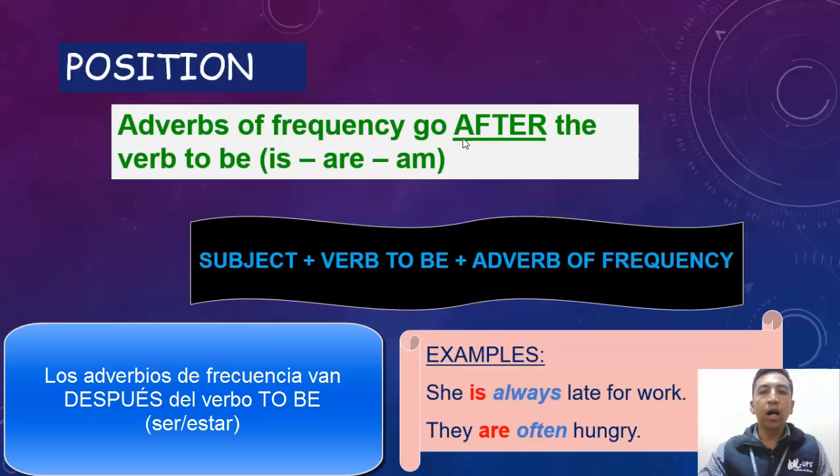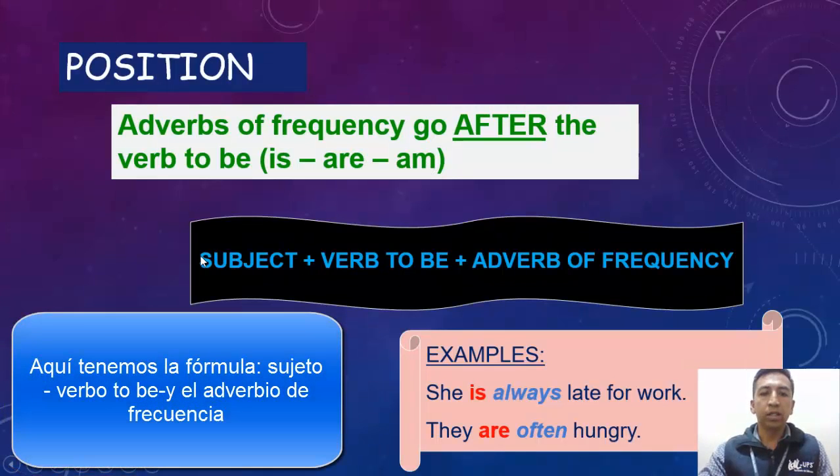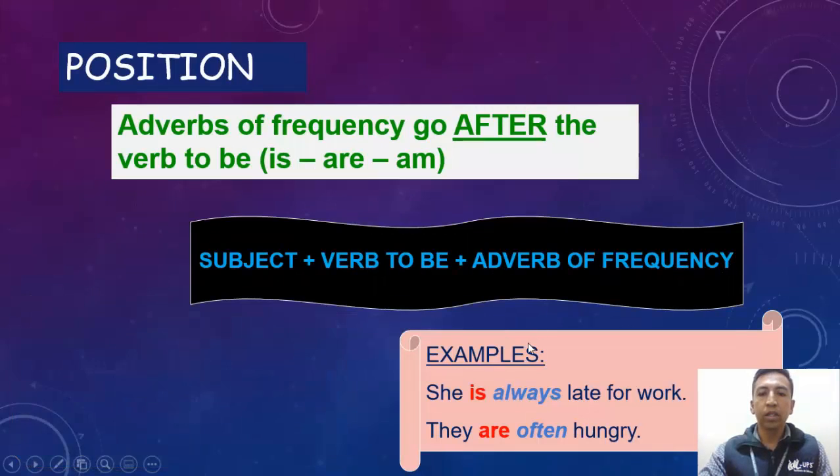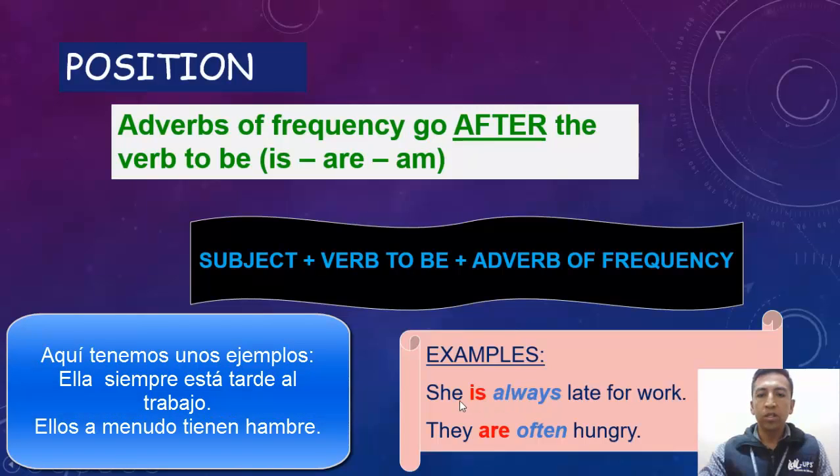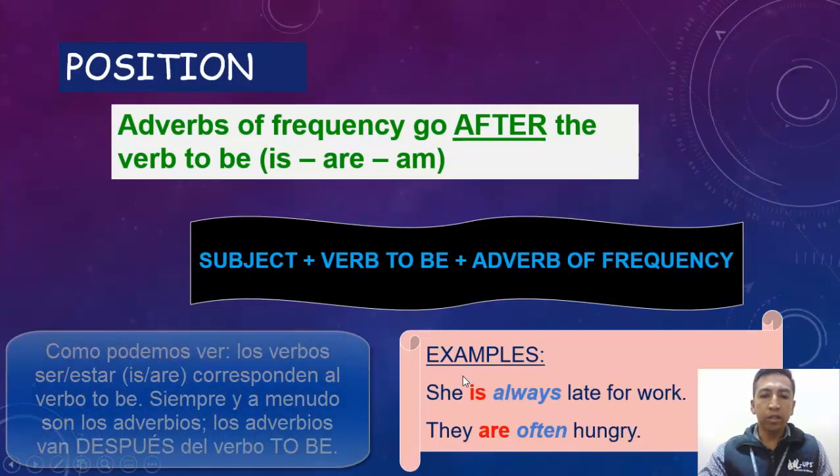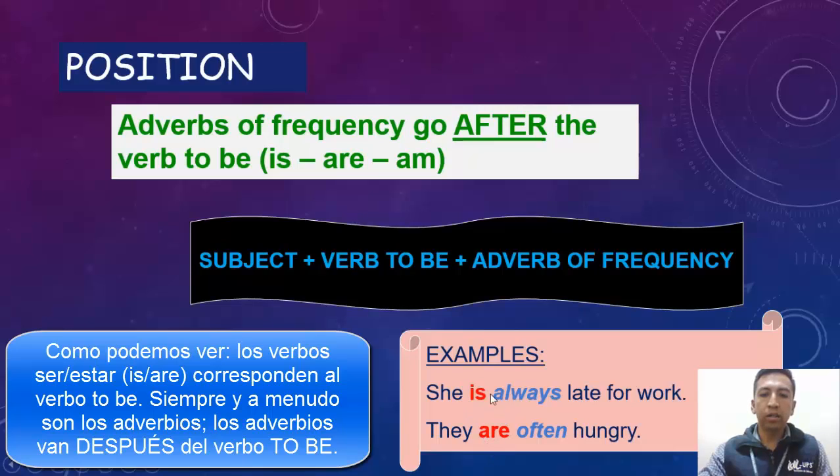Adverbs of frequency go after the verb to be: is, are, or am. Here we have the formula: the subject, the verb to be, and the adverb of frequency. Here we have some examples: She is always late for work. They are often hungry. As you can see, is and are correspond to the verb to be. Always and often are the adverbs. The adverbs go after the verb to be.